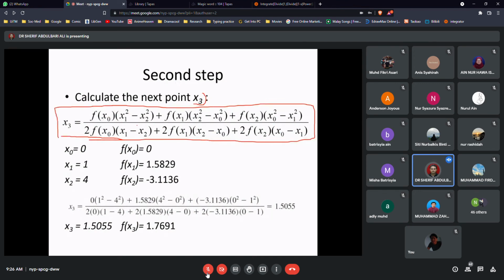So we need to find the function of x0 times x1 square minus x2 square, plus the function of x1 times x2 square minus x0 square, plus the function of x2, and so on. So I need to find this point. When x is equal to 0, the function will be equal to 0. When x is equal to 1, the function will be equal to 1.5829. When x2 is equal to 4, the function will be equal to negative 3.14. We're going to use all these values inside this equation to calculate the new value of x3.